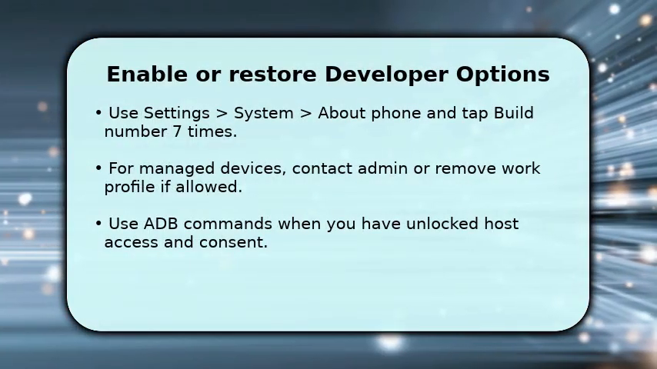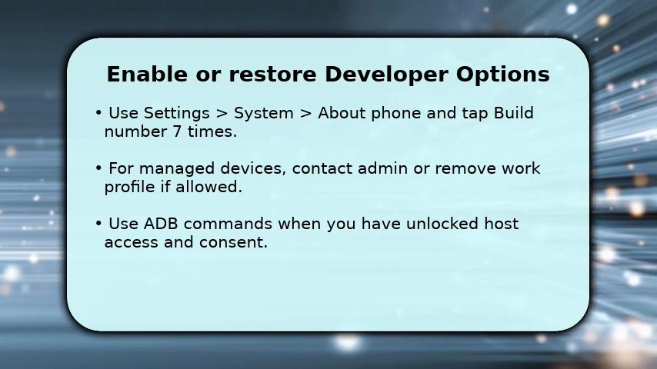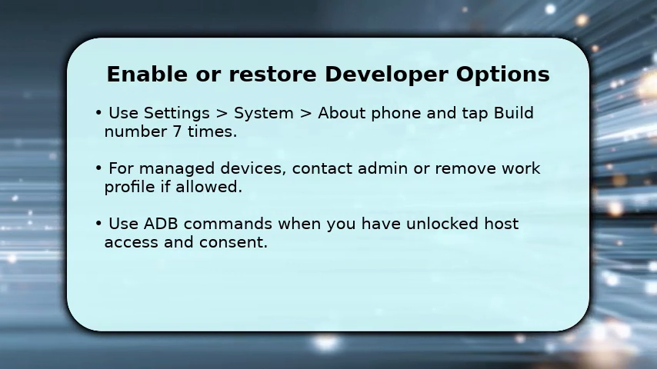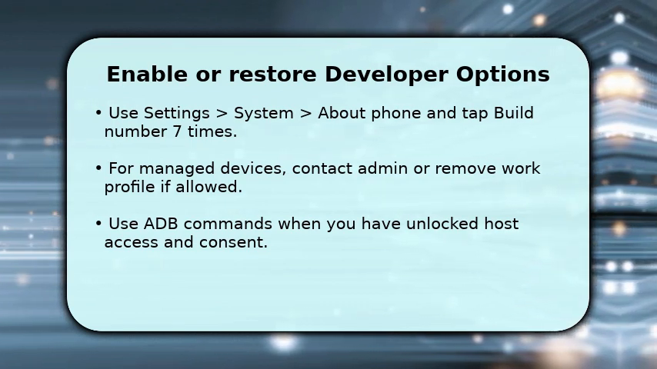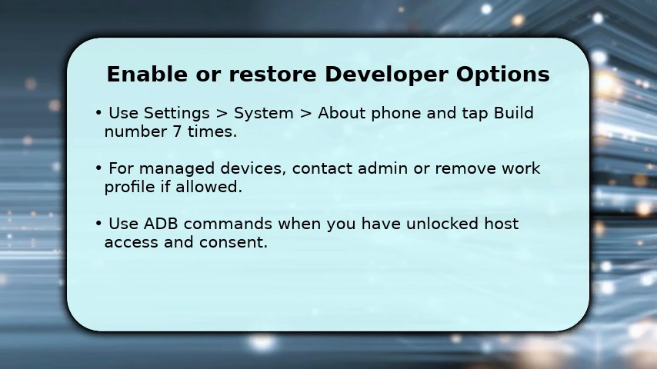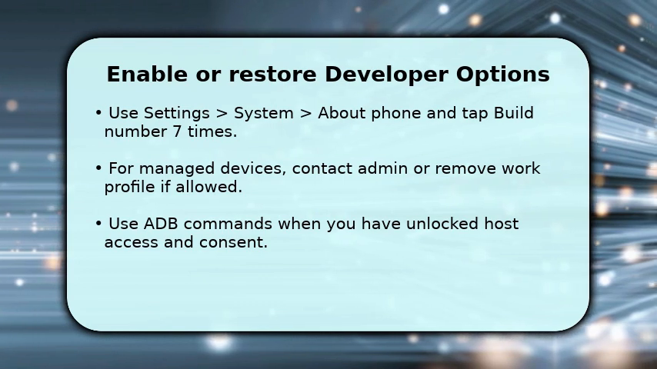If build number taps fail, try enabling developer options using other methods. For standard devices, sign into the primary owner account and repeat the 7 taps. For managed devices, contact the administrator to request developer options or remove the work profile if policy allows.